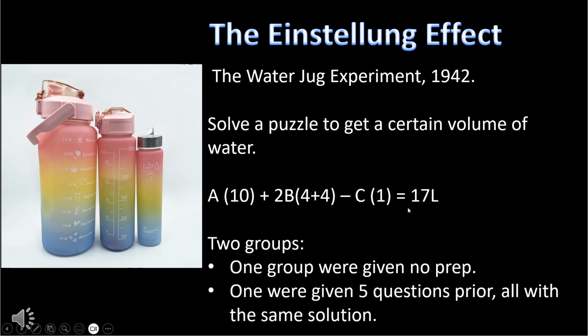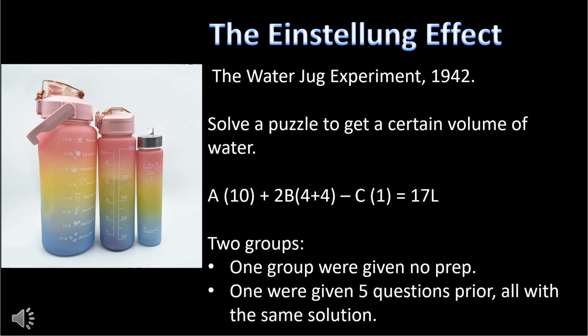All the people in the first group that didn't have prep used this simple way to answer, with 2A. All the people in the second group that had been given the 5 previous questions with the same solution used the more complex and difficult solution to solve the problem, the same way they'd solved it 5 times earlier. The third, fourth, and fifth question, however, could all be simply solved, but none of them could be solved with the solution A plus 2B minus C.